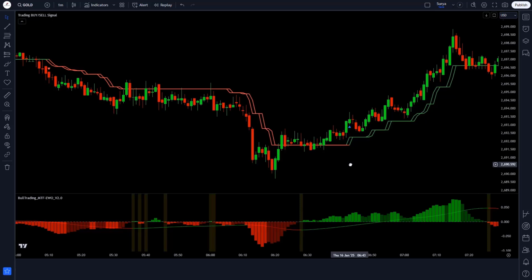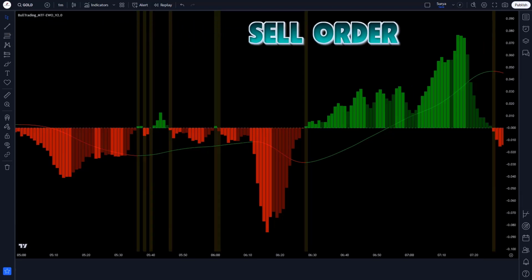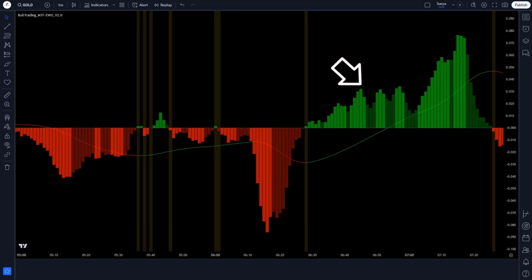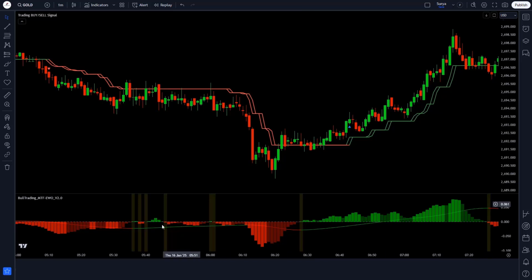First, let's see how to use this indicator. When the Bull Trading Elliott Wave Oscillator Indicator creates a red histogram, we have to take a sell order. And when the Bull Trading Elliott Wave Oscillator Indicator creates a green histogram, we have to take a buy order. Now, how to trade with both indicators, and then the thing is going to be clear.